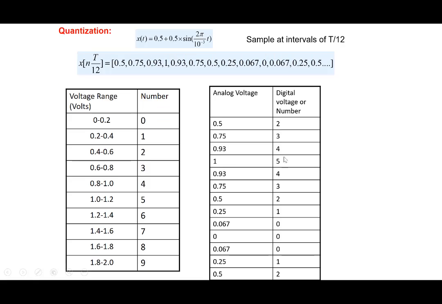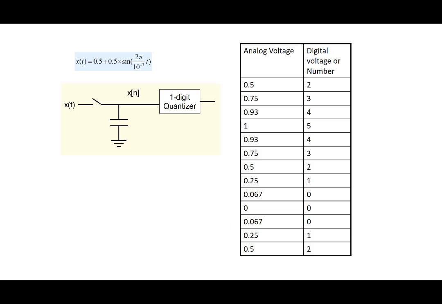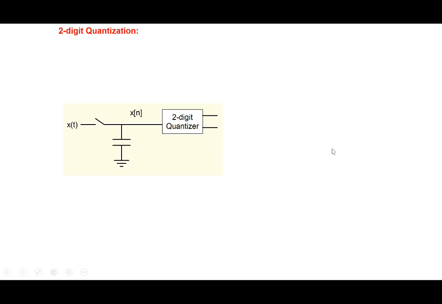Right, so that's how we obtain a digital number starting from an analog number here. So the first step is sample and hold, sample it at discrete intervals of time. And then after that, do a quantization. Right, so 0.5 here gives us a digit 2 here. 0.93 gives us a digit 4 here.